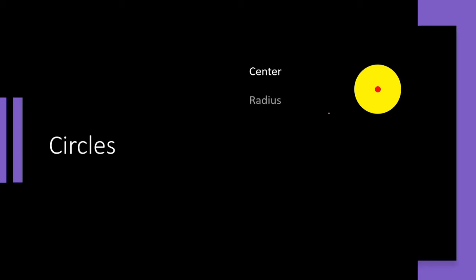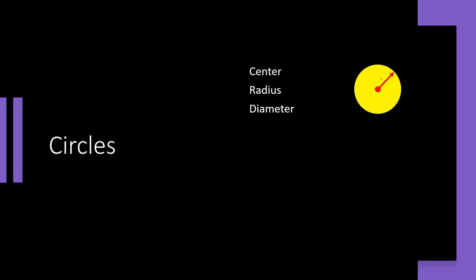Okay, then we have the radius, and this is what the radius looks like. The radius is going to be the distance from any given point on the surrounding of the circle to the center. So the distance that we have between the center and any of the surrounding points of the circle, this distance right here, that's going to be the radius.